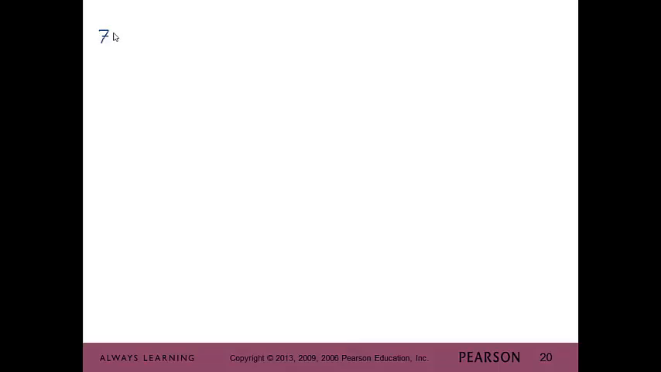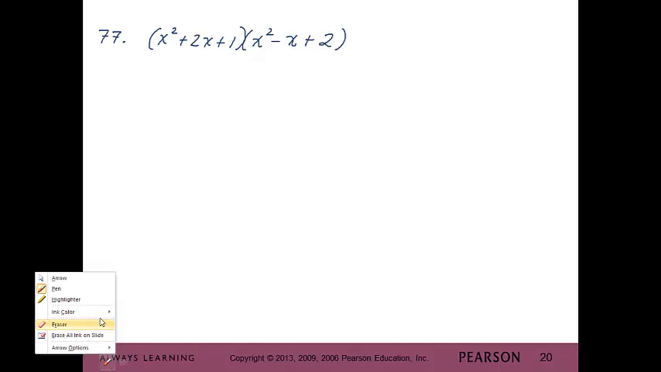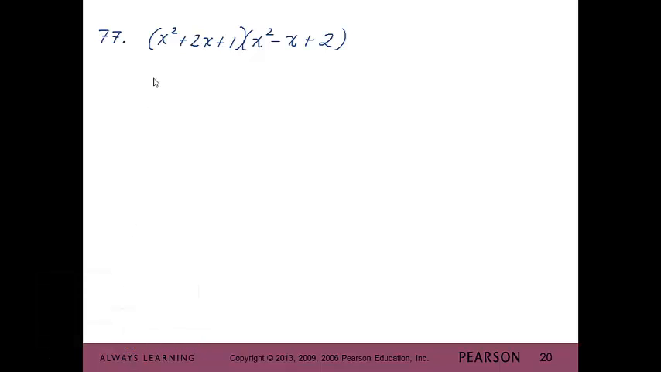And then last one, number 77, and we have x squared plus 2x plus 1 times x squared minus 2x plus 2. And we're going to multiply them together. So we're going to take each term of the first polynomial and multiply it by the second. So x squared times x squared is x to the fourth power. And then x squared times negative 2x is negative 2x to the third. And then x squared times 2, which is plus 2x squared.